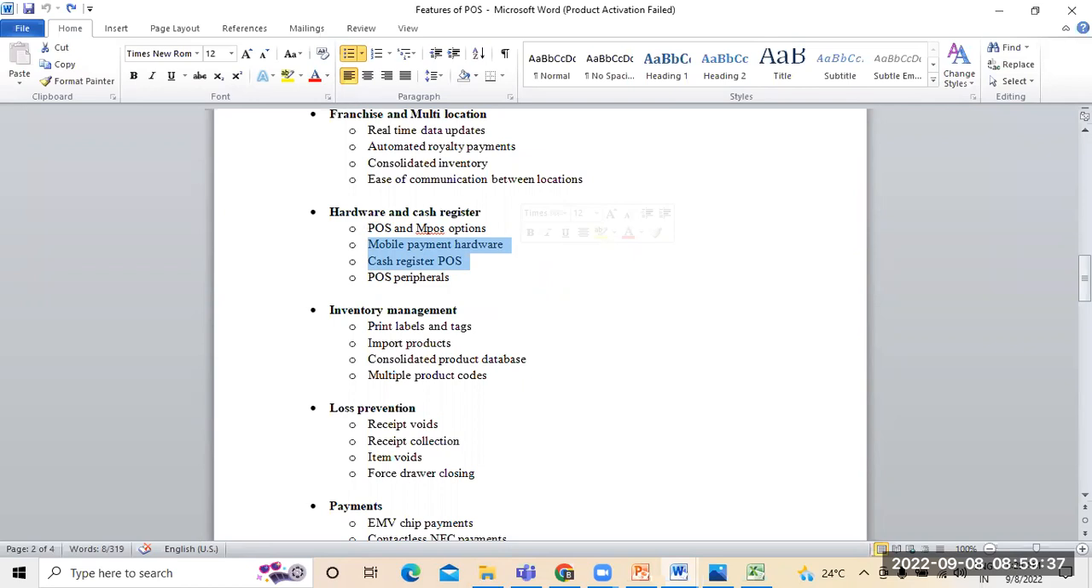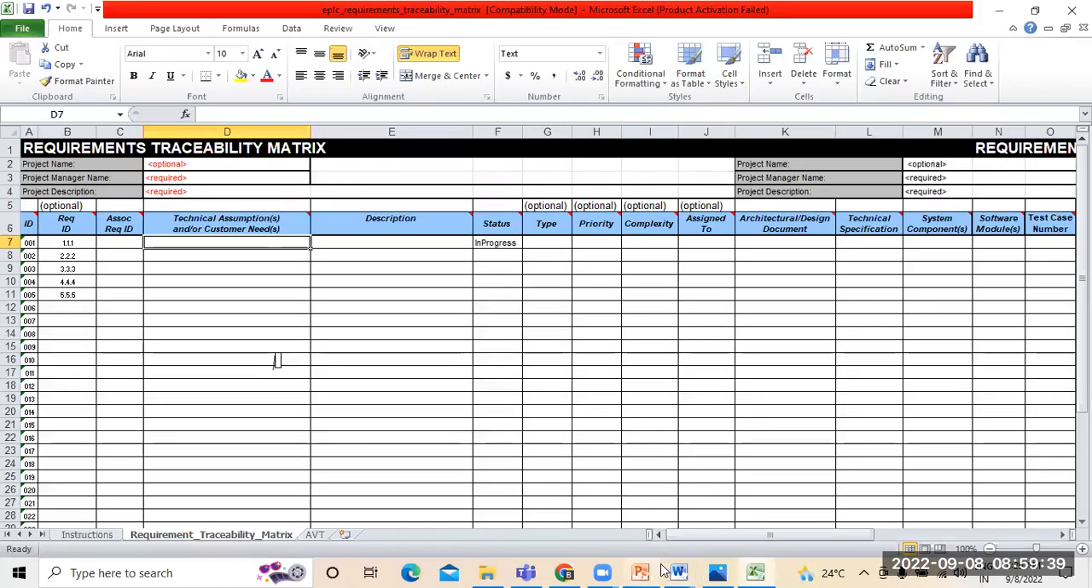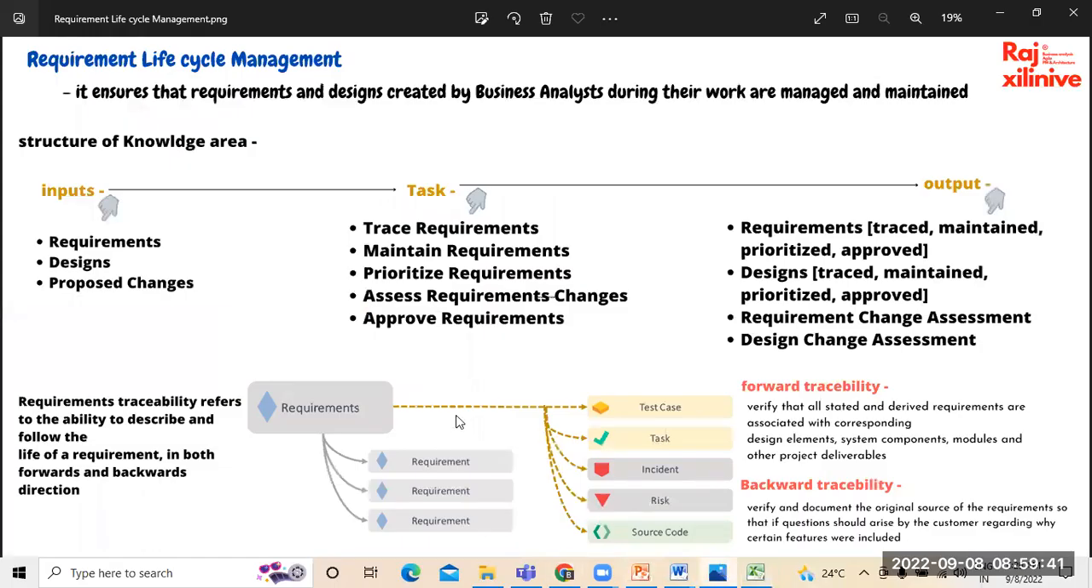That's the reason why, when you talk about the requirement traceability matrix, it is required for a business analyst. Because the use case requirements, or the requirements relating to the project, will be given by the business analyst. This is what we call tracing the requirements. Followed by this, maintaining the requirements. How do you maintain the requirements? I'm going to explain that in tomorrow's session.